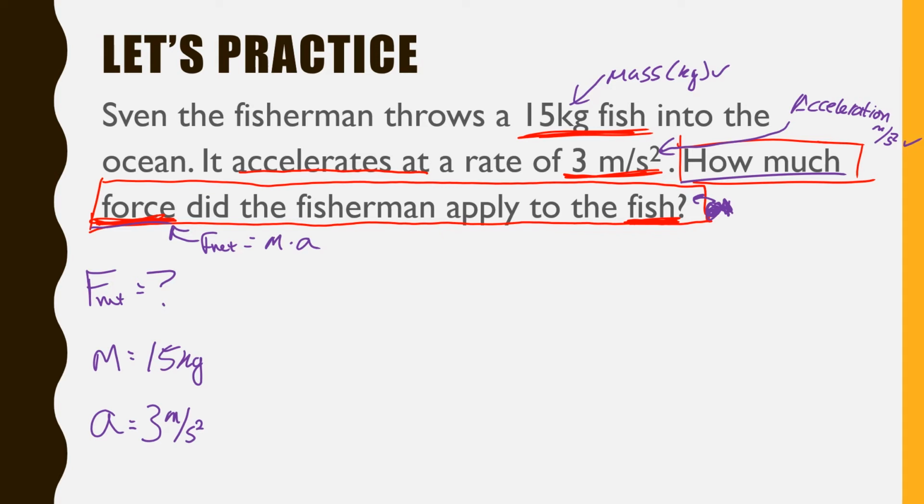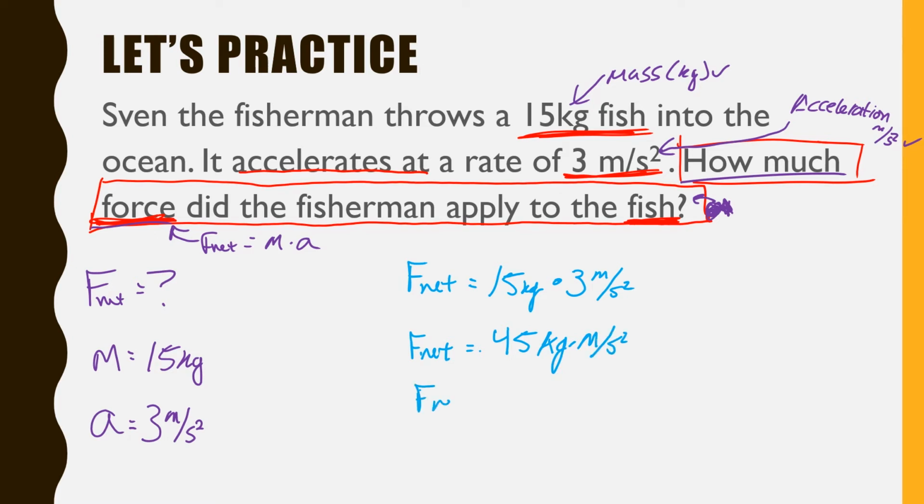So let's throw that in here. We have F net is equal to 15 times 3 meters per second squared. So that'd be 45 kilograms times meters per second squared, or in simpler terms, 45 newtons.